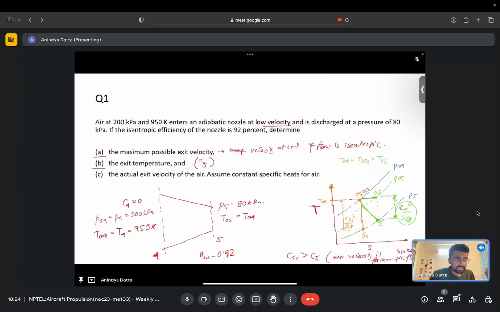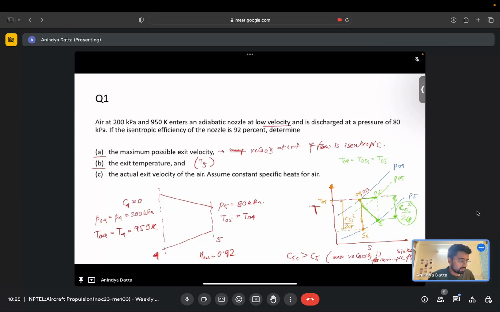But just get used to distinguishing between the stagnation state and the static state. Note that the difference between the stagnation temperature and the static temperature gives you the velocity squared by 2Cp. That term, or the velocity, is proportional to the square root of the temperature difference.